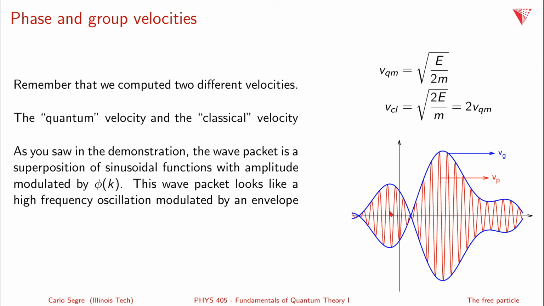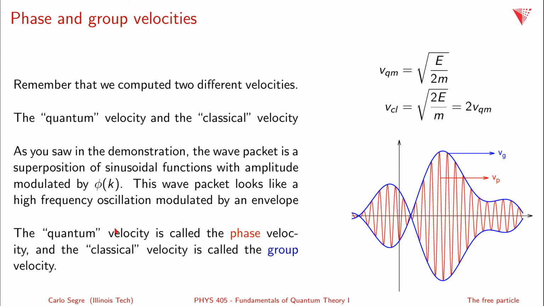And so a wave packet looks like this, like a high frequency oscillation modulated by an envelope, right? So you have a high frequency oscillation, which is the superposition, and the envelope, which is the phi of k, which gives you the envelope in space. The quantum velocity is the phase velocity, that is the velocity of the individual component. And the classical velocity is the group velocity. That's the velocity at which the envelope moves.